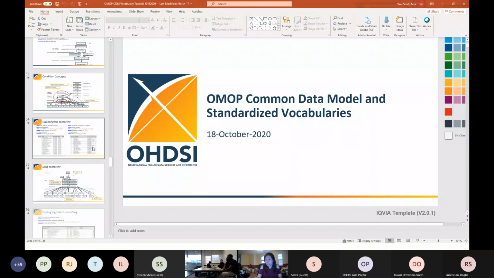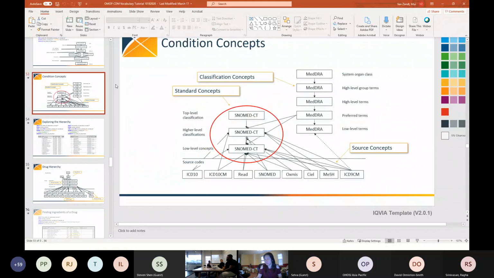So if we look at the hierarchy, I think some of the folks showed you yesterday, this is our condition hierarchy. Everything maps to SNOMED. And the classification that's tied to it, you can see here, is MedDRA. And then all the other ones are considered non-standard.